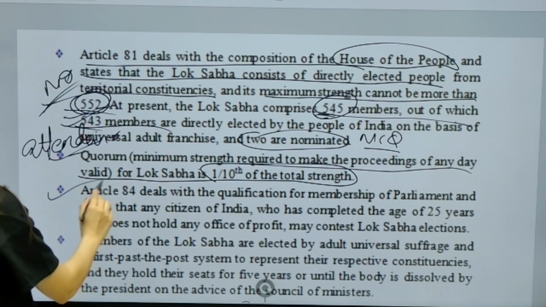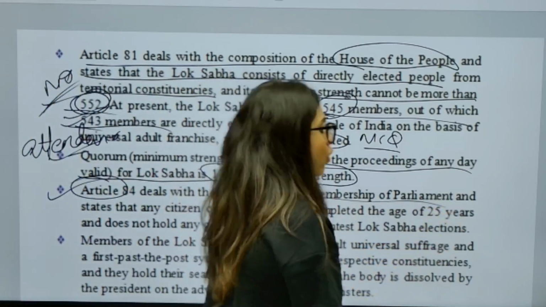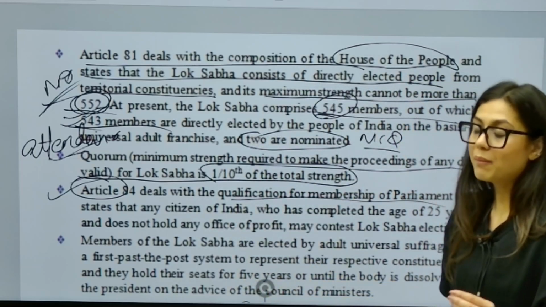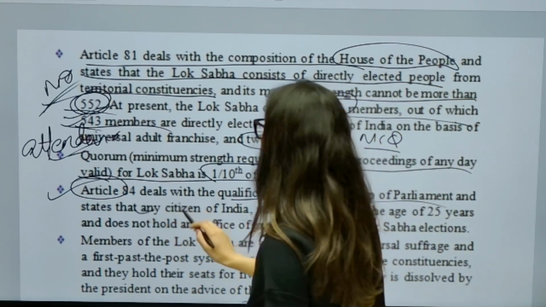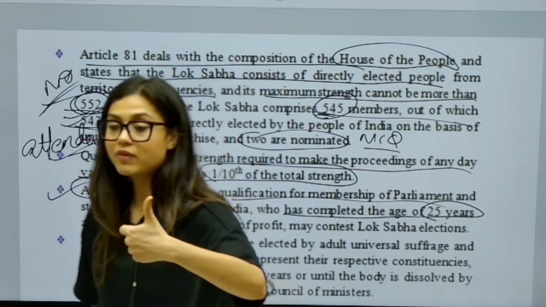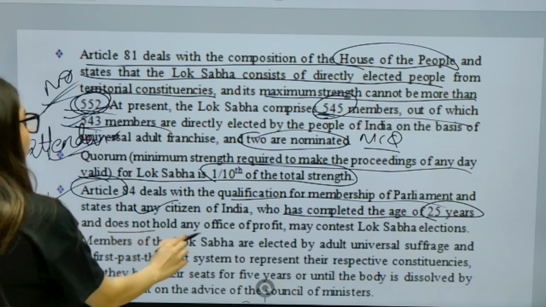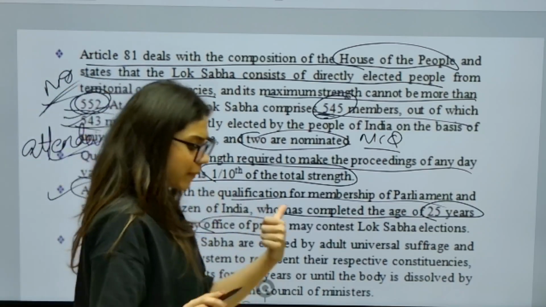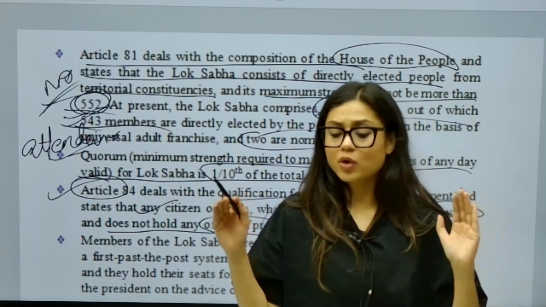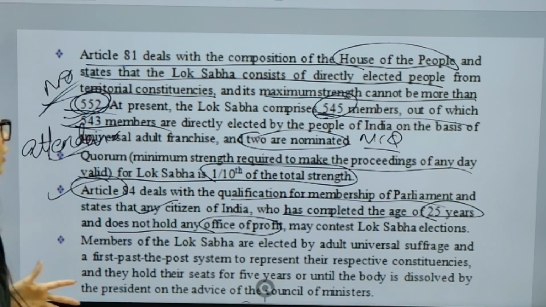Then comes Article 84, which deals with the qualification of the members. So who can be the member of Lok Sabha? Number 1, any citizen of India who has completed the age of 25. First, you have to be the citizen of India. Second, 25 years of age and does not hold any office of profit. That means no government service, no IAS, IPS, no UPSC, nothing.